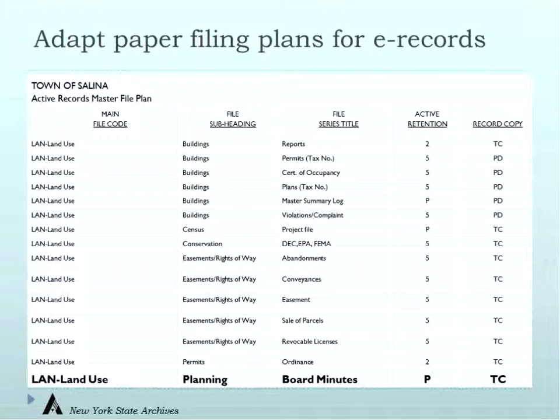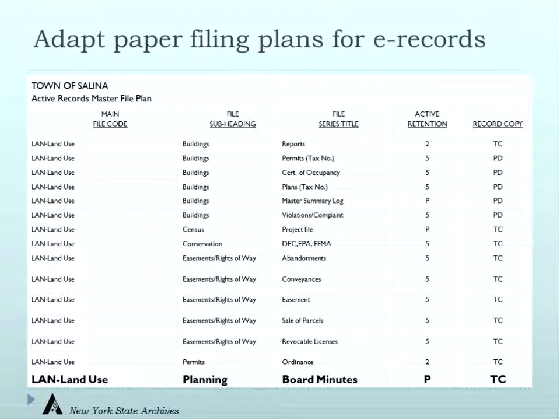If you've developed a useful filing plan for paper records, you might adapt it for your electronic records. And in this view, this is the Town of Salina Master Filing Plan. It's an example of a functional arrangement set up hierarchically with no more than 3 levels of arrangements. So you've got the function, the series, and then a more specific subseries. A plan like this can be adapted to an electronic folder and file system.